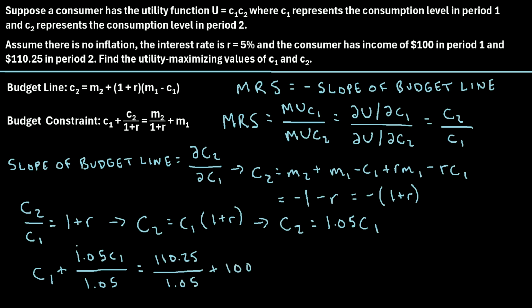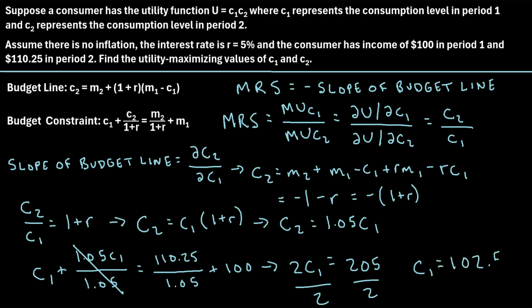So what we get is these 1.05s will cancel out right here, and we'll have C1 plus C1, so that's 2C1. So let's say 2C1 is equal to 110.25 divided by 1.05. That turns out to be 105. We have 105 plus 100, which is 205. So let's write 205 right here. And lastly, we can solve for C1 by dividing both sides by 2. So we'll find that C1 is equal to 102.5. So this is our consumption level for period 1.